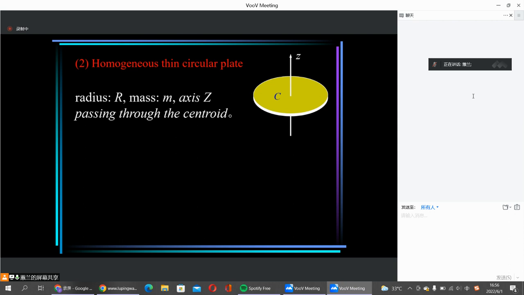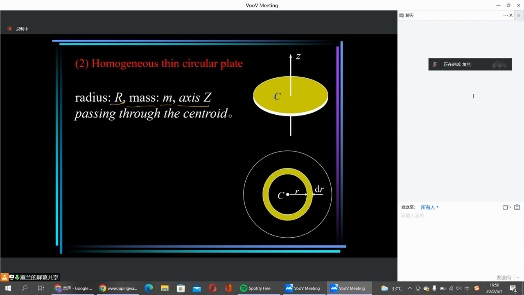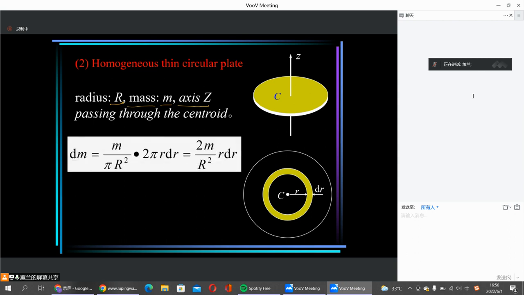Homogeneous thin circular plate. Again, it means density is a constant everywhere. And for the circular plate, for the circular disk, the radius is given as big R. The mass is M. Axis, we choose the axis passing through the mass center. We need to calculate the mass moment inertia about the axis.